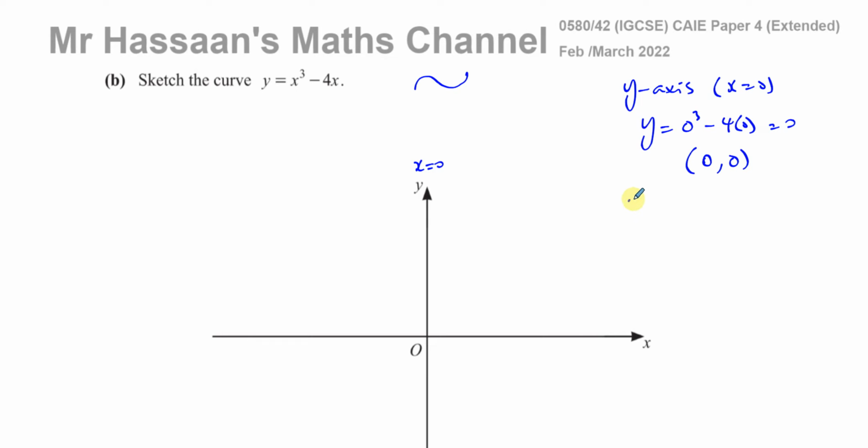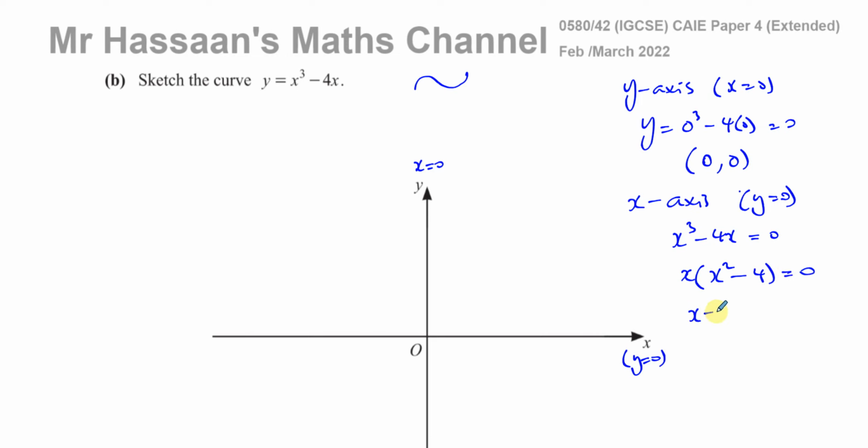And the x-axis is the line where y equals 0. So on the x-axis, the y value is always 0. If we substitute y equals 0 into this equation, so we replace the y with 0, you have x cubed minus 4x equals 0. We've got to solve this equation, but we can solve it by factorizing, so we can take x as common. So you have x times (x squared minus 4) equals 0.